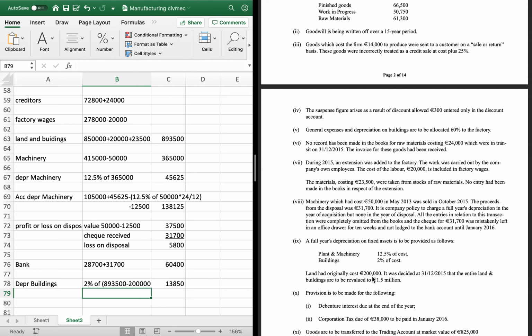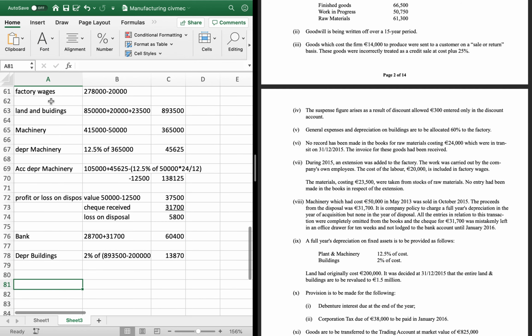Now, I have a feeling I got a different number when I did that earlier on. Anyway, we'll continue on with that. Yeah, 13,870. So where am I getting the 850 from? So land and buildings 893,500, and 2% of 693,500. Sorry. Yes, that's 13,870 there.